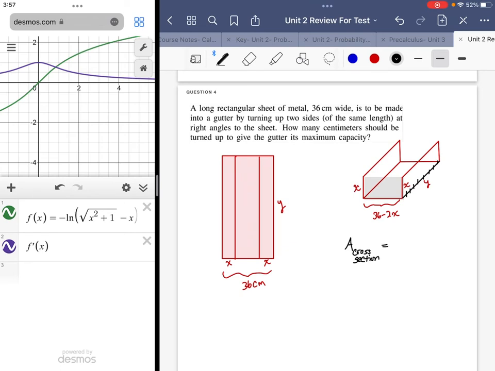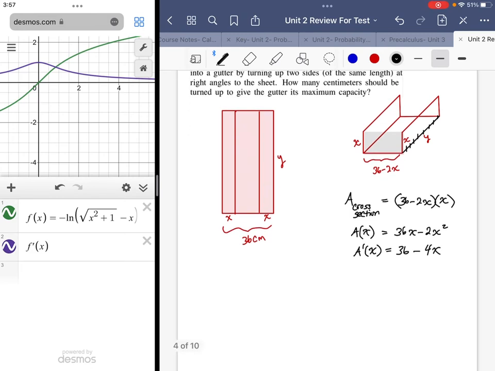Fortunately, that cross section is rectangular, base times height, length times width. So 36 minus 2x times the height, which would be 36x minus 2x squared, so A of x. A prime of x would be 36 minus 4x.